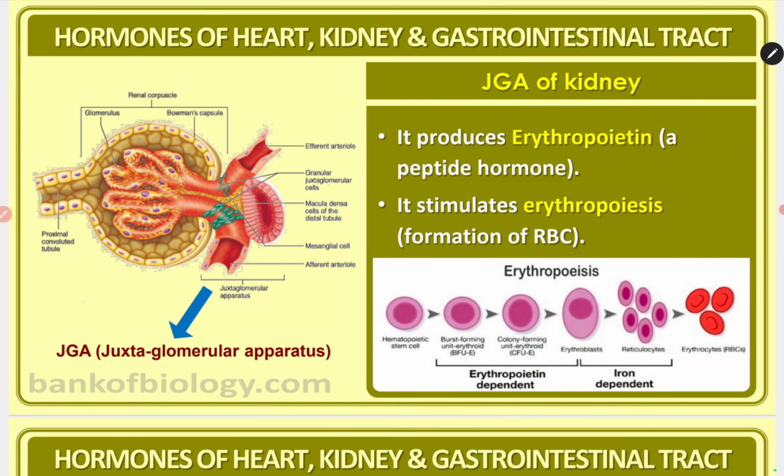JGA of kidney. JGA means juxtaglomerular apparatus. It produces erythropoietin, which is a peptide hormone. It stimulates erythropoiesis, that is the formation of RBC. Here you can see erythropoietin development, iron dependent, and RBC are formed. Erythropoiesis.